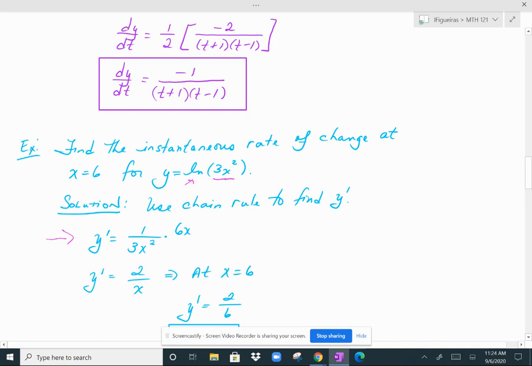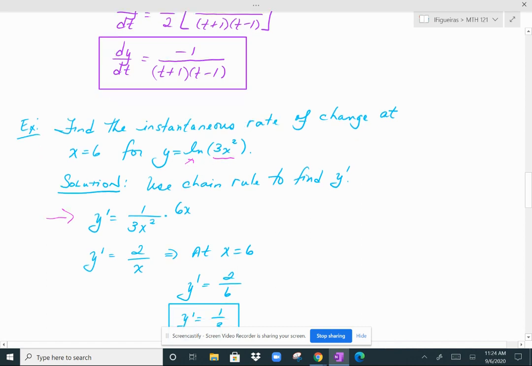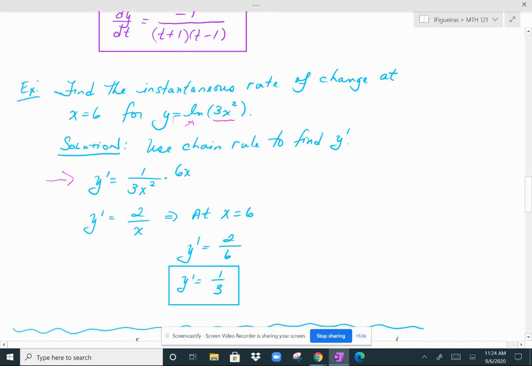times the derivative of the innermost function. The derivative of 3x squared is 6x. Then the 3 and the 6, well, they cancel. The x's cancel. So I'm just left with y prime equal to 2 over x. But then I have to evaluate it at 6, as stated, in the directions. And so you get that y prime, or the instantaneous rate of change at x equal to 6, is 1/3.